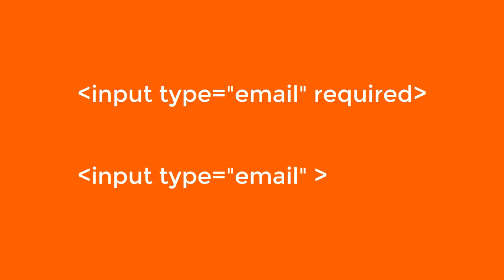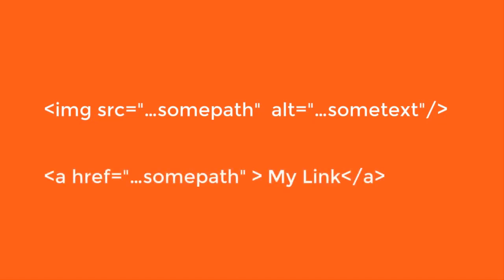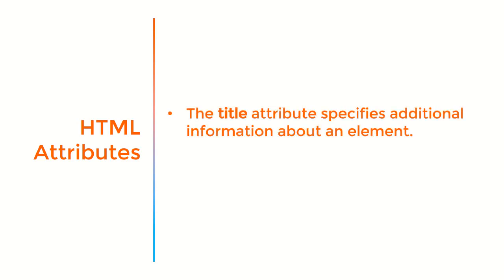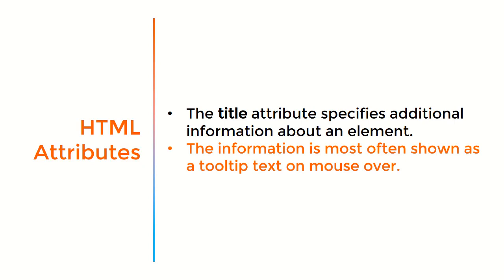For example, in order for the img element to display an image, the source and alt attributes must be specified. The anchor element also requires the href attribute. We will deal more with these in the HTML images and HTML links sections of this course. Right now, let us take a look at some of the general attributes that we can use on elements. The title attribute is used to provide extra information about an element. This information is displayed as tooltip text when the user hovers a mouse over the element.